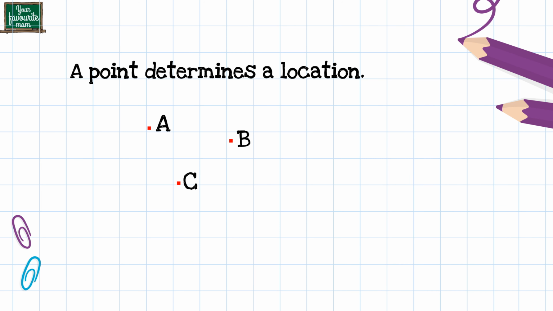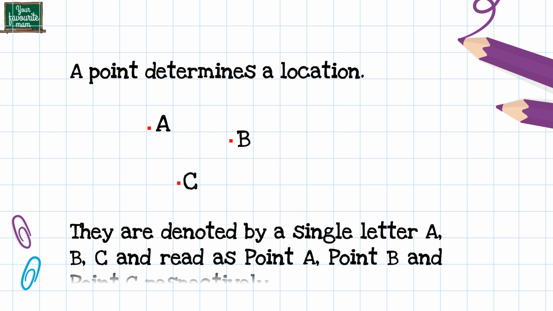So a point helps us to determine a location. For example, these points. They are denoted by single letters A, B and C and are read as point A, point B and point C respectively.